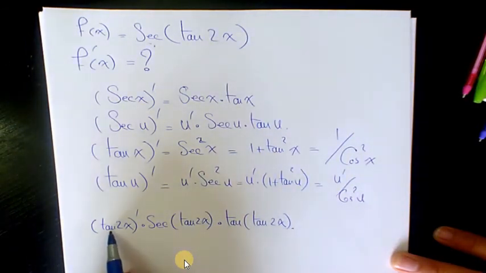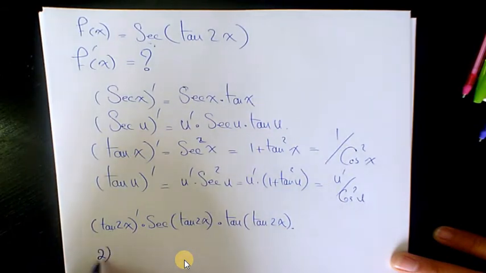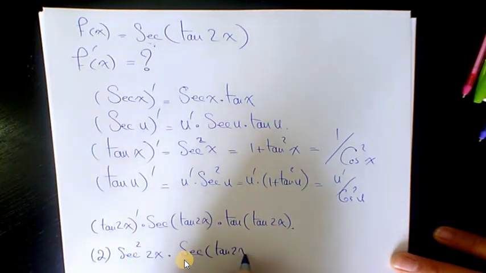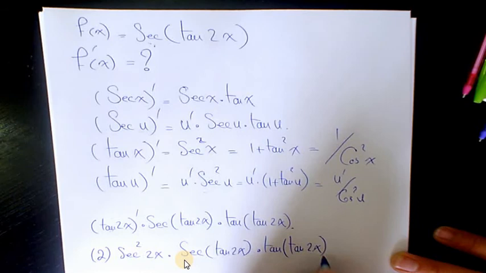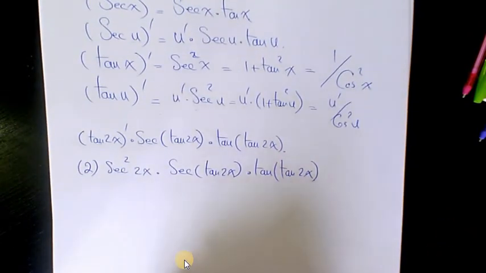Derivative of tan 2x based on this formula is going to be 2 times secant squared of 2x times, then the rest of it, secant of tan 2x times tan of tan 2x. So this is the final answer.